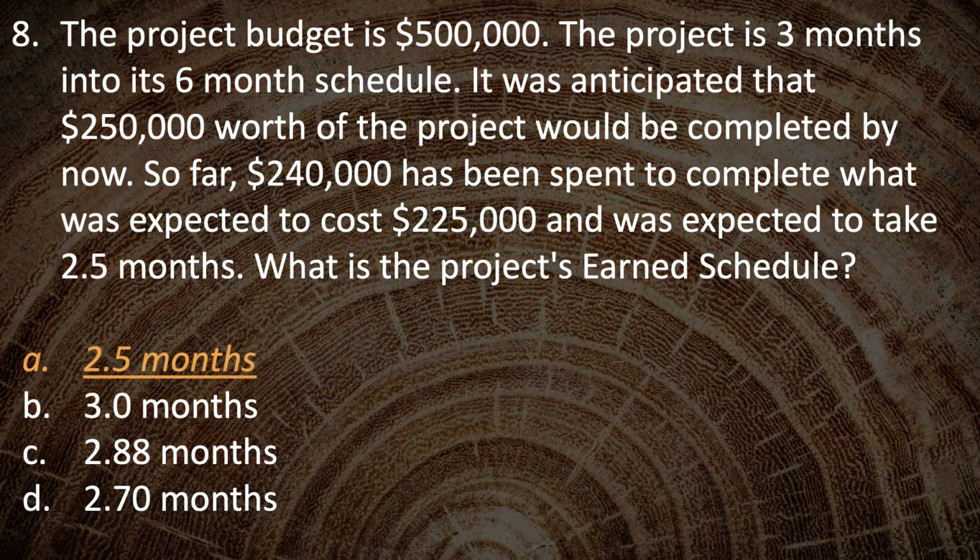The correct answer is A, 2.5 months. This is because earned schedule is the amount of scheduled work that has been completed so far. Although it has been 3 months, only 2.5 months of planned work has been completed so far, so earned schedule is 2.5 months.